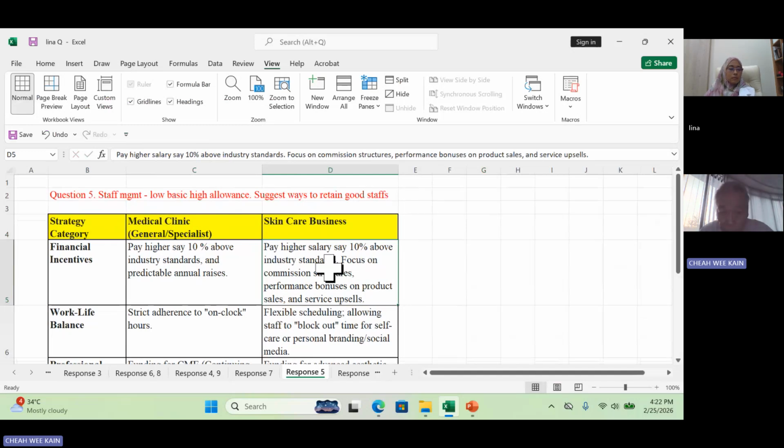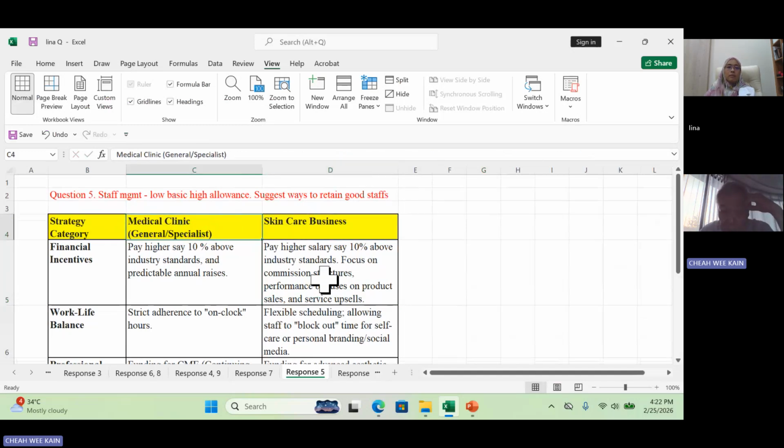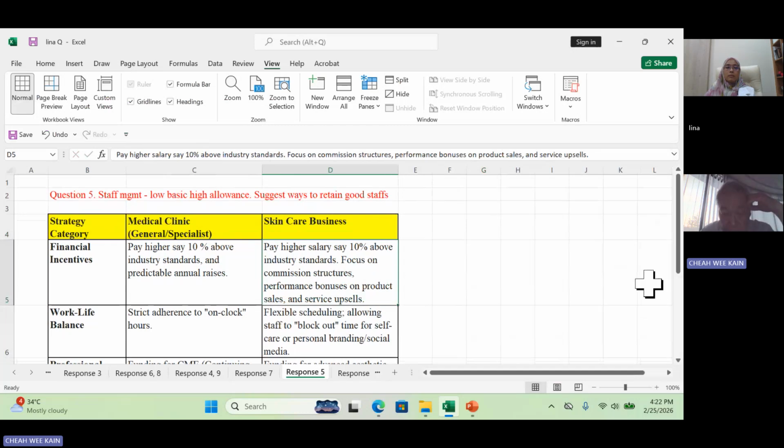Now, for skincare, which is different from medical, they're focusing on commission structure, performance bonus, sales, and service upsells. Now, what is the correct mix? The correct mix is very simple. Basic salary, 10% more. Commission: if you have a current commission structure right now, don't simply change. Look at the standards of the competitors, how much they are paying. You can pay the same commission as a competitor. It's only your basic that you need to pay a bit higher.